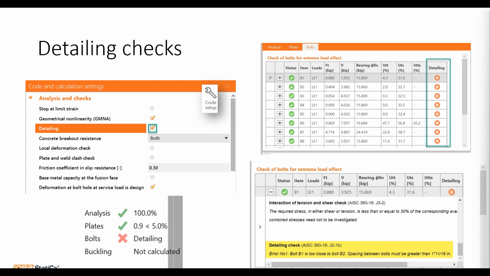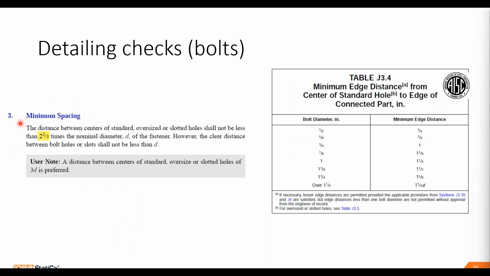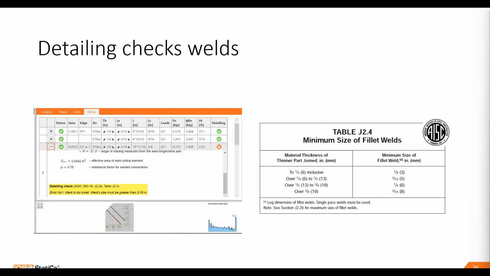Okay. So for bolts, we use the minimum spacing from AISC, and also we are reviewing the minimum edge distance. So we are using these two sections of AISC. The minimum spacing between bolts is 2 2/3 times the nominal diameter. And here we have the minimum edge distance for the different bolt diameters as well. So we are following this for those detailing checks.